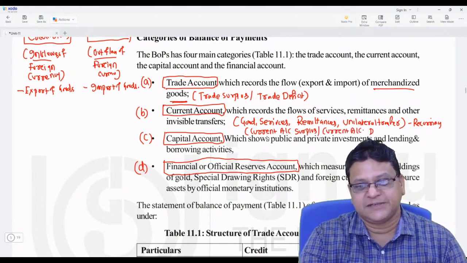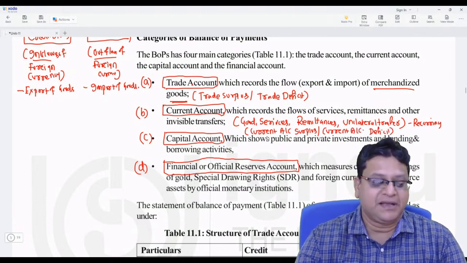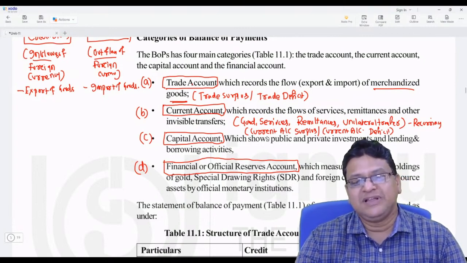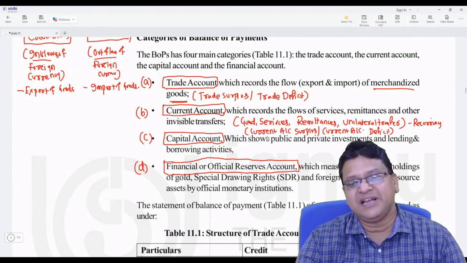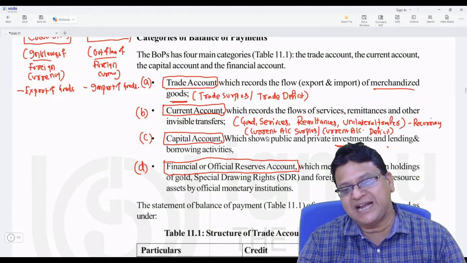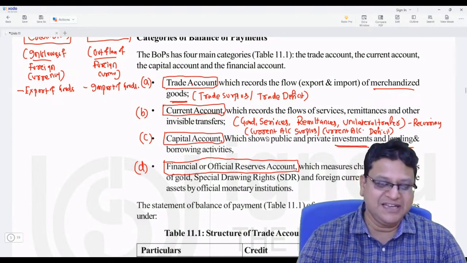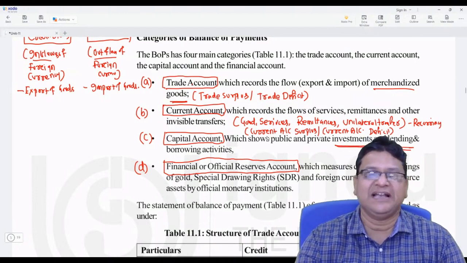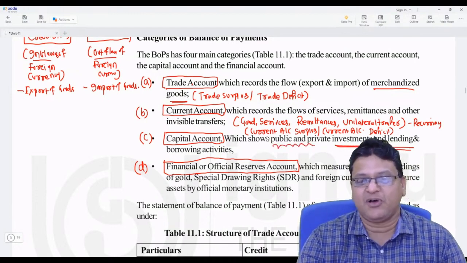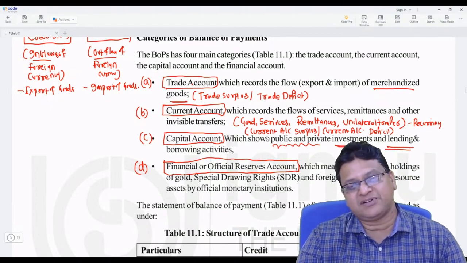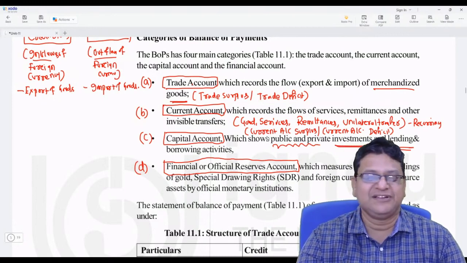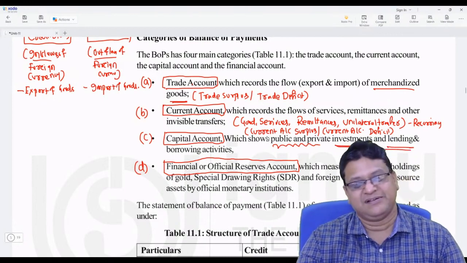Next account is capital account. What is capital account? Capital account records the international transactions related to investments and lending. International investment, international lendings. Investment and lending can be made by public or private sector. It records the investments made outside the country and the investment made in the country.